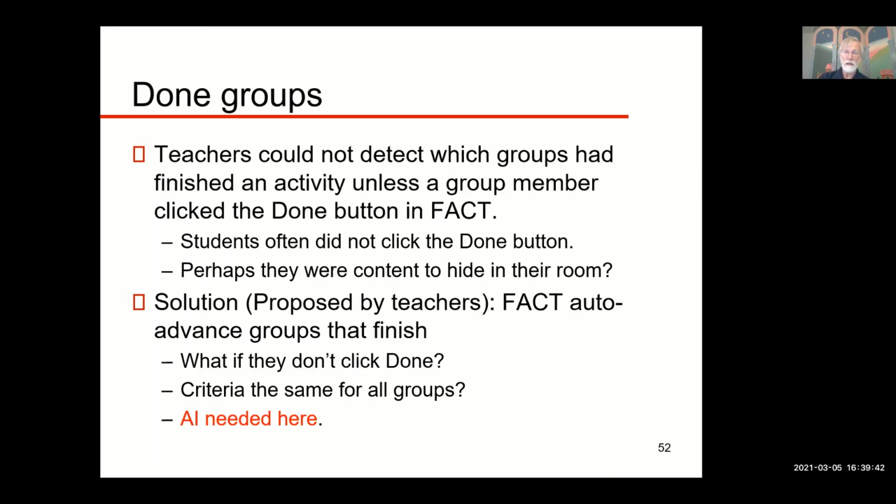Okay. Another problem is that students would get done, but they wouldn't press the done button. So the teacher wouldn't know they're done. And then when they're in the breakout rooms, they don't know. So what we need to do now is make it possible for FACT to basically allow the students to go ahead. But the problem is that the teachers are a little clever about that. They don't always assign the same things to every group. It depends on who's in the group and so forth. So we need a little bit of AI here, and that's why it's complicated.